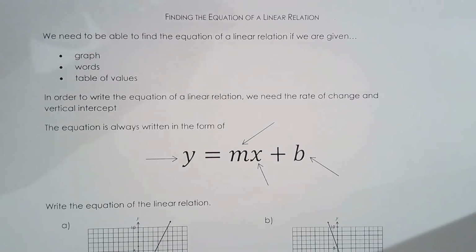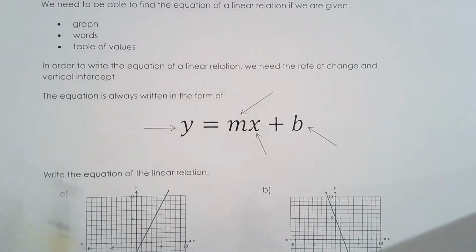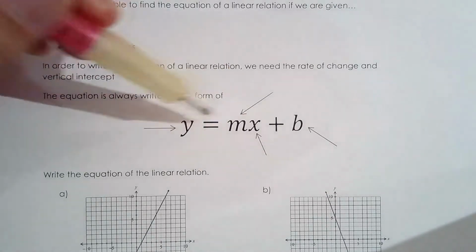But what about the equation? If I give you an equation, how do you know you have a linear relation? So, you can tell you have a linear relation if your equation is written in the form of y equals mx plus b. If your equation is written in the form of y equals mx plus b, then you have a linear relation. Now, we want to break apart this equation into its four components.